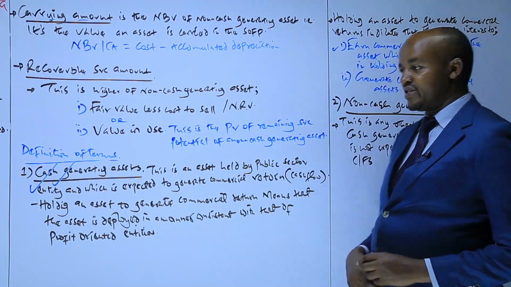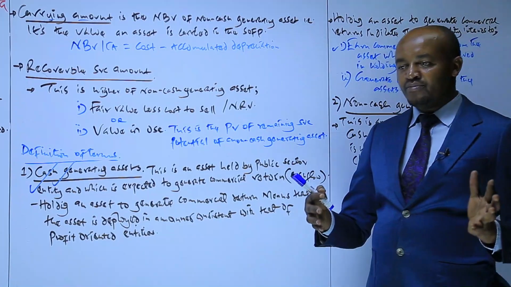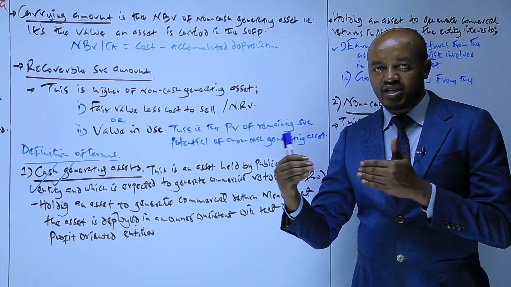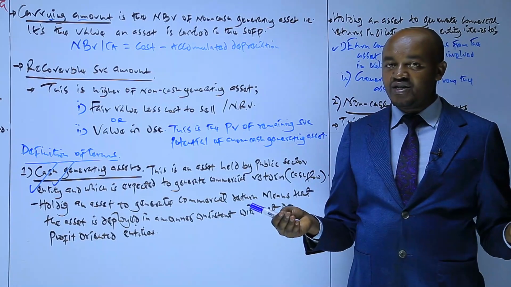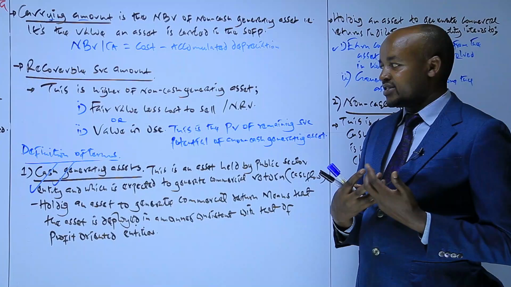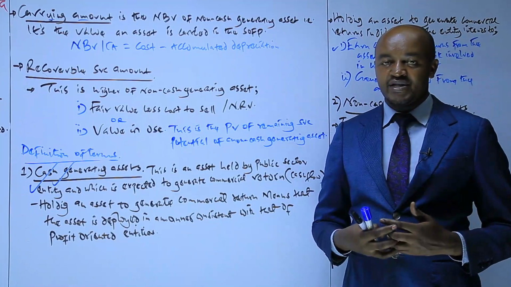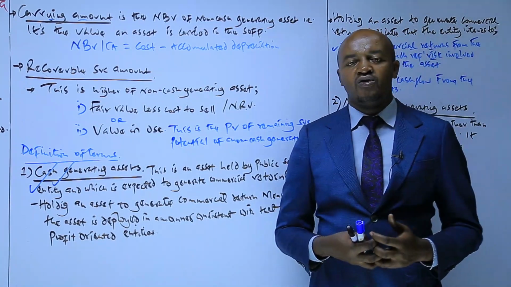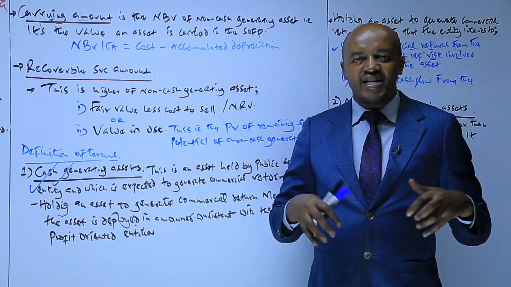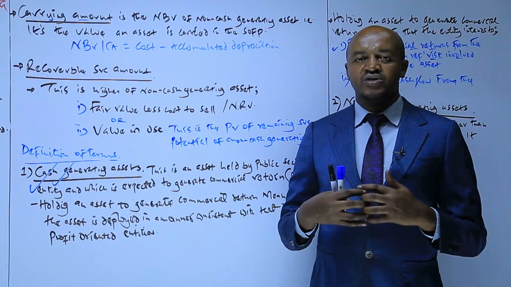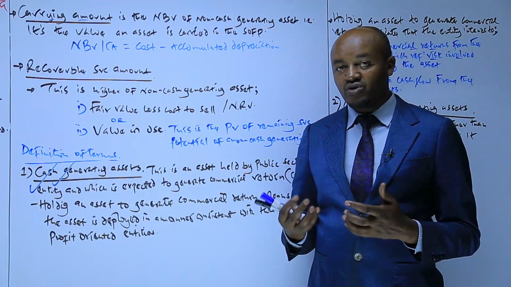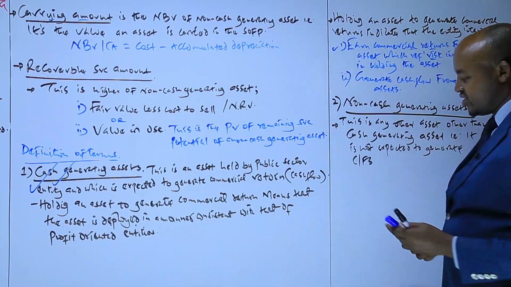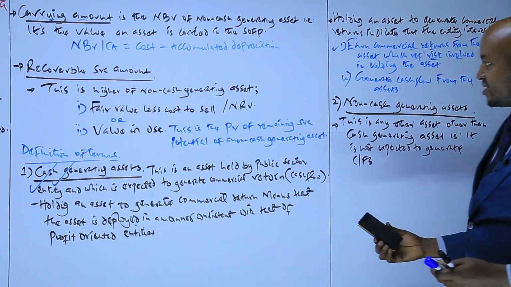A good example is whereby the national government or the county government may construct some classes in a public school. Those classes are assets, but they are not expected to generate commercial returns. Equally, if the national government, the county government, or a parastatal buys a school bus for a public school, that school bus is a non-cash generating asset. It is owned by a public school, either primary or secondary, but is not expected to generate any form of commercial return. So that is a non-cash generating asset and a cash generating asset.